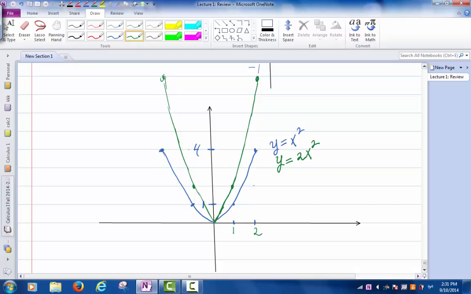What if instead of 2 I multiply by half? It will be a compression by a factor of 2, right? In that case the height, so let's draw that. In that case the height at 2 would be what? 2. The height at 1 would be half right here, half right here, 2 right here. So the graph would be a compression. So this would be the compression of x squared by a factor of 2. Is everybody okay with that? All right. So that's 1.